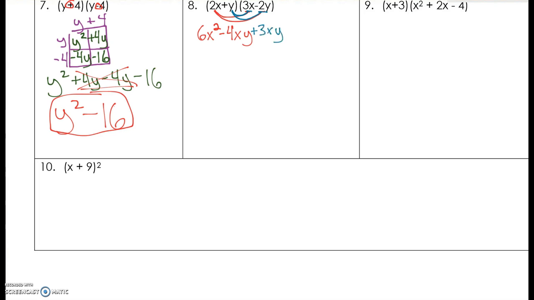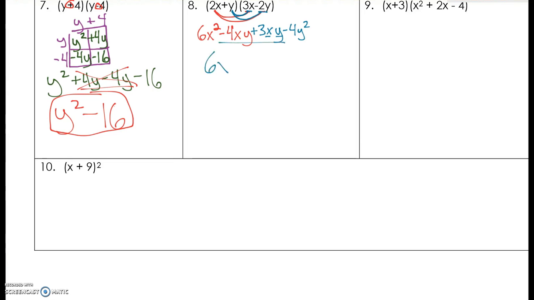So normally you'll see that variables are written in the same order as they are in the alphabet. So we want to write the x before the y, even though we are multiplying the y times the 3x. And then y times negative 2y is a negative 4y squared. Okay, and once again, we see that those middle terms are like terms.